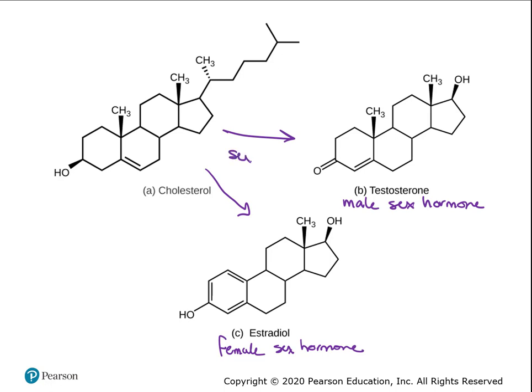So sex hormones, you need cholesterol to be able to make those sex hormones. You need cholesterol in order to be able to make stress hormones. The stress hormones, like cortisol, come from the adrenal glands, epinephrine, norepinephrine. They're very similar, and cholesterol is used to build them.